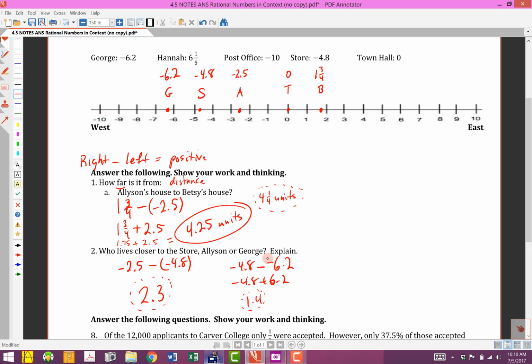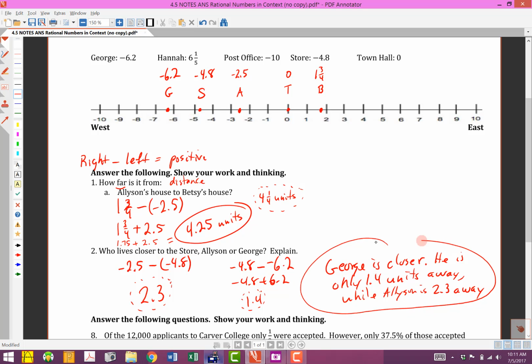And the answer to the question here, it says, who's closer? So we're going to write George is closer, period. He is only 1.4 units away, while, let's see, what was her name? Allison. Allison is 2.3 away. So there's our explanation. There's our reason. So George is closer. That's the big deal here, is that we answered the question. George is closer, and we've got work to support that.